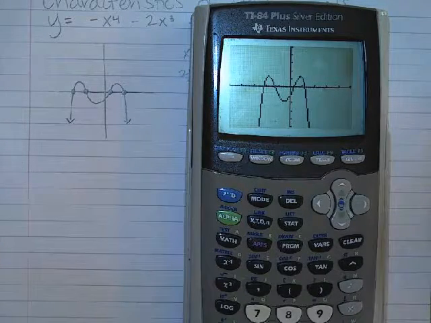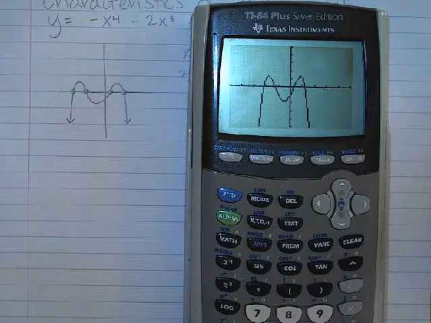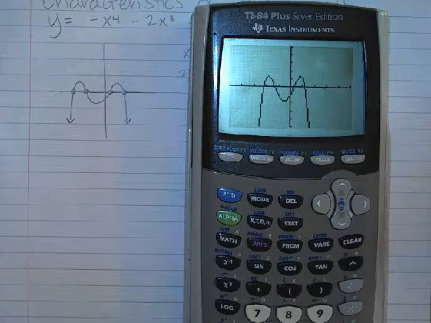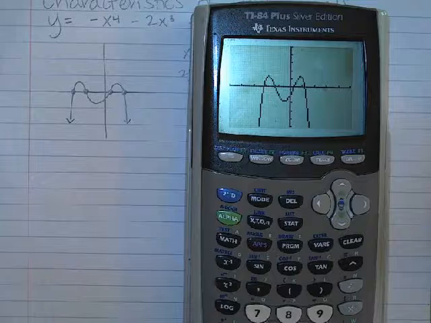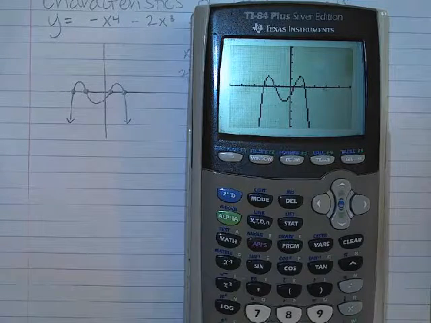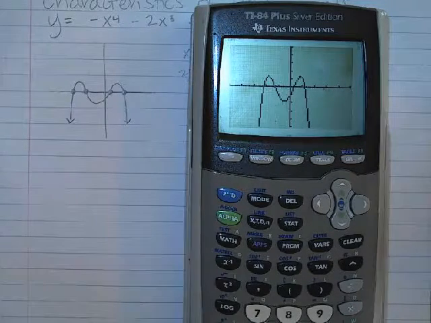How are you guys doing finding the X-intercepts? Good? So we can do our left bound and right bound. We can find them. Luis, you finding them? No? You got it typed in?